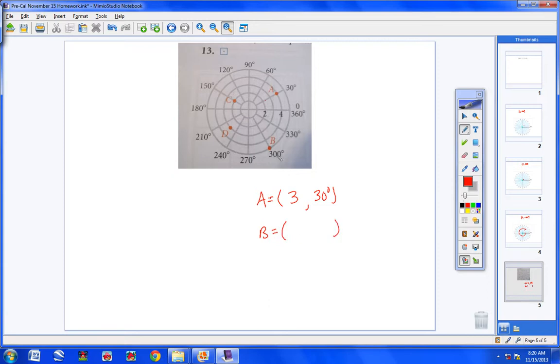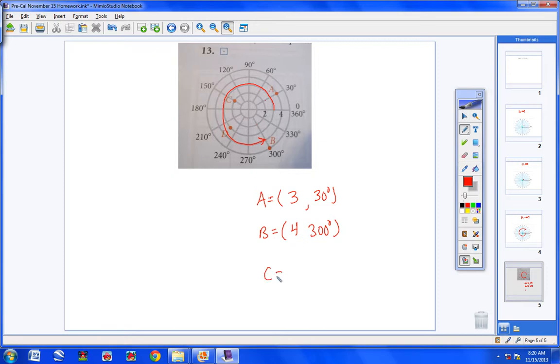Okay, letter B. Letter B is down here, so I'm going to start here and rotate all the way to 300 degrees. When I do that, this is the positive part of my axis, so I know this number is going to be positive. A lot of you think it's going to be negative because you're going down, and that is incorrect. It's going to be positive because when you rotate to 300 degrees, this is the positive part of your ray. This is the negative part of your ray over here. So I've rotated 300 degrees, and I'm out 1, 2, 3, 4. So this would be a positive 4.